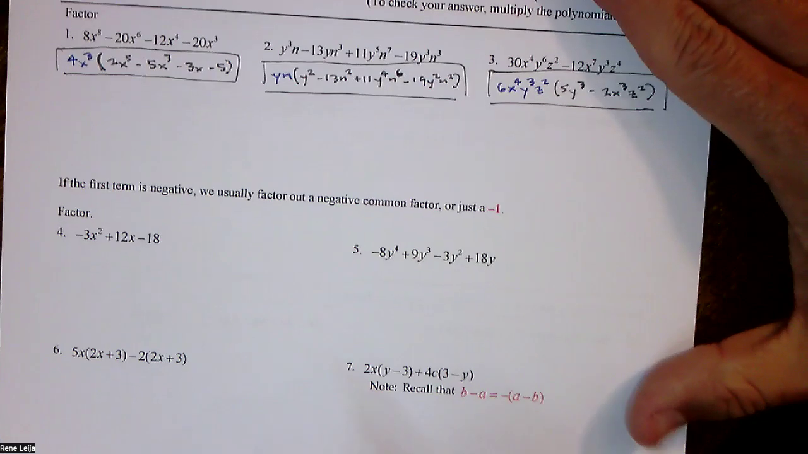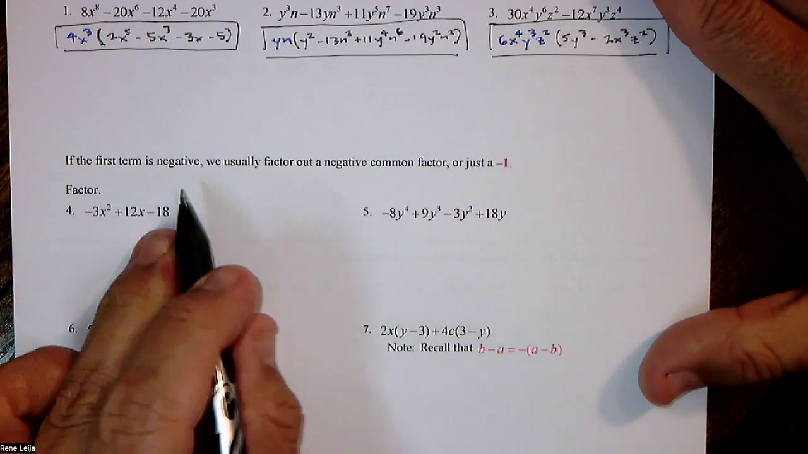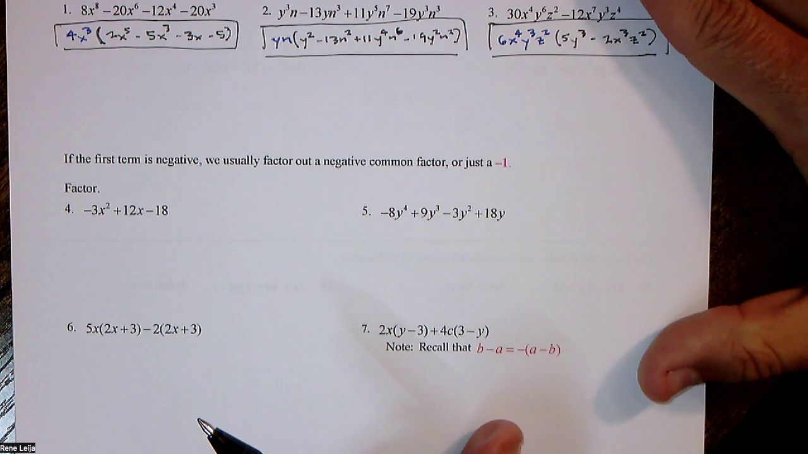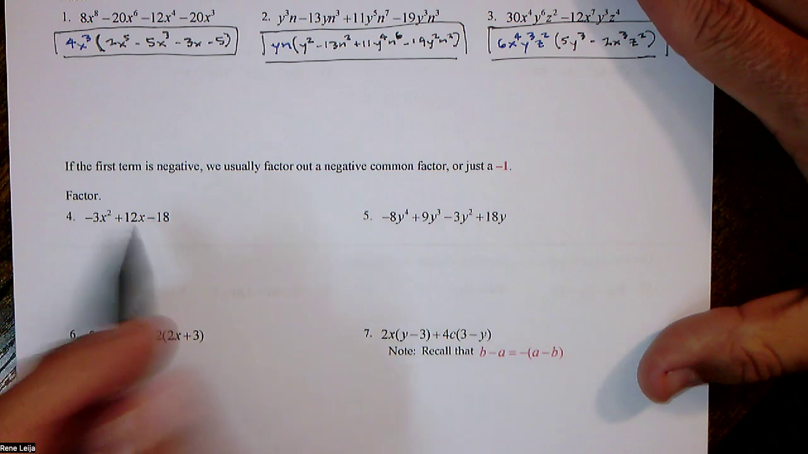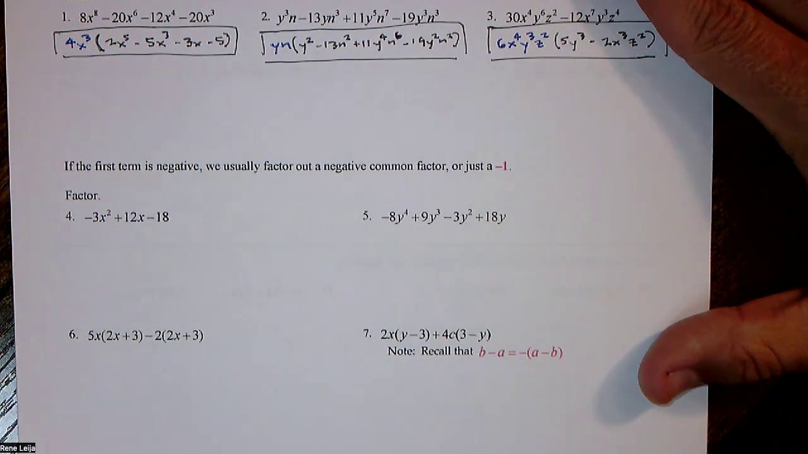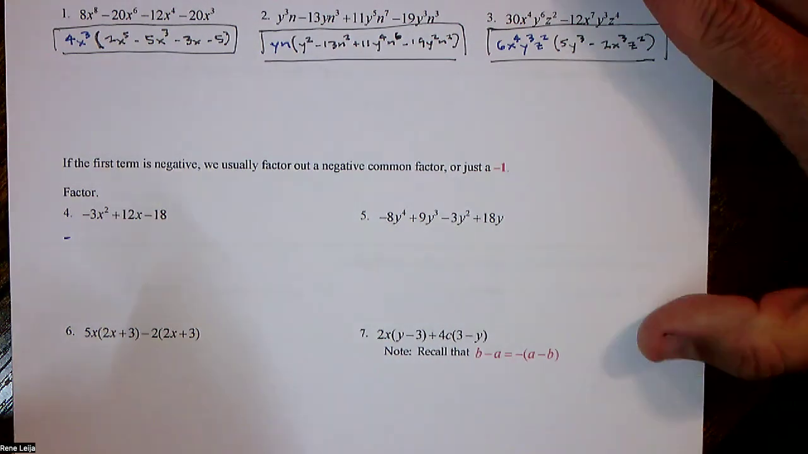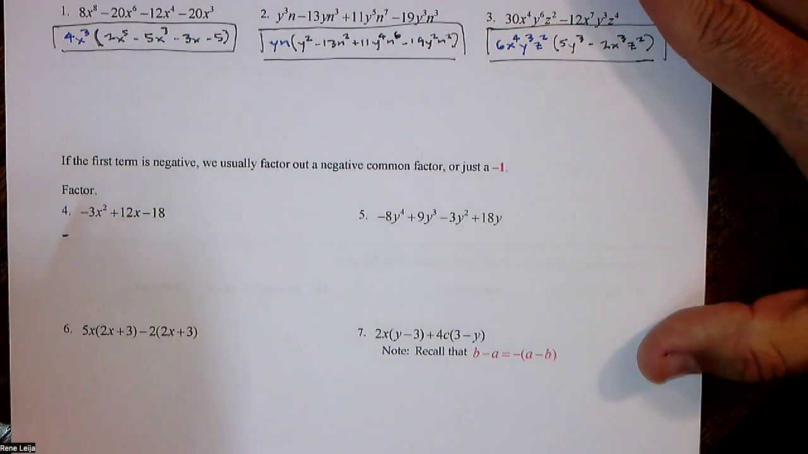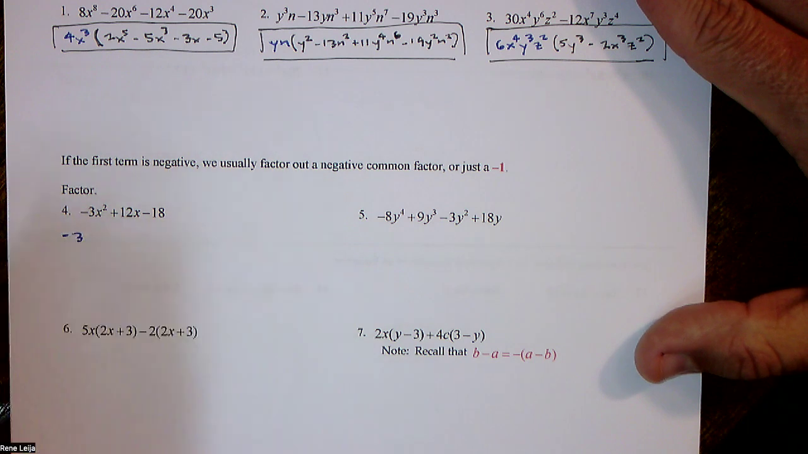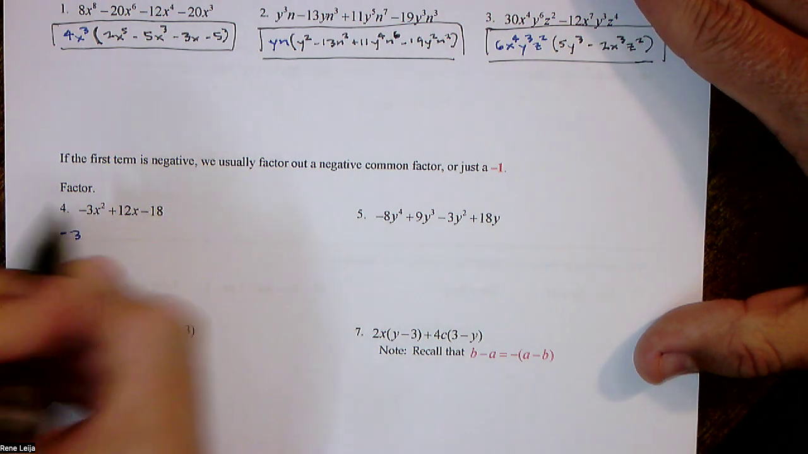Okay? All right. Now, the next thing, it says, if the first term is negative, we usually factor out a negative common factor or just a negative 1. So that's what we definitely want to do. However, if you can factor more than that, go ahead and do it. So I know I'm going to be taking out a negative because I'm starting with a negative leading coefficient. So 3, 12, and 8, the most that I can take out of those 3 terms would be a 3. And I cannot take a variable out of the 18, so a variable doesn't come out.